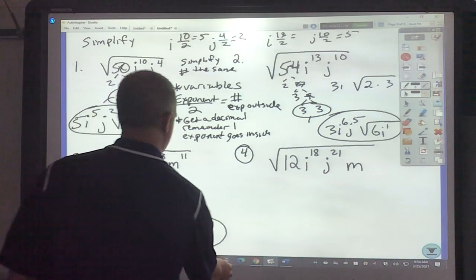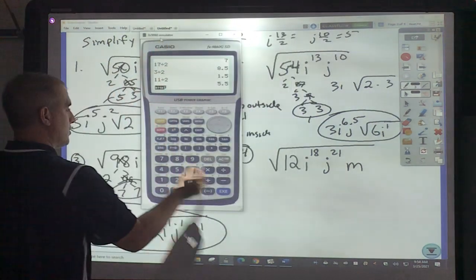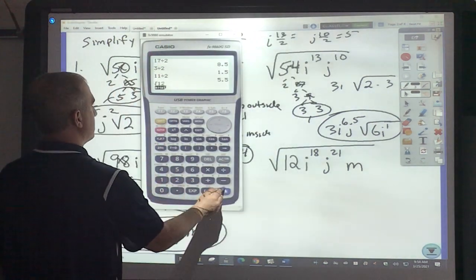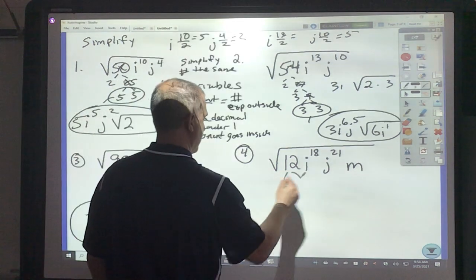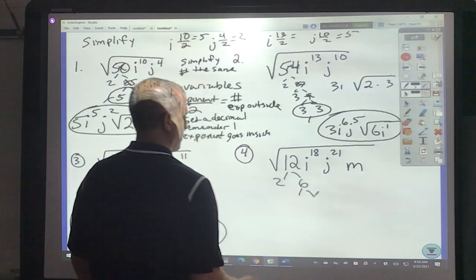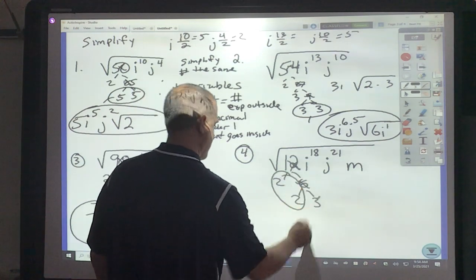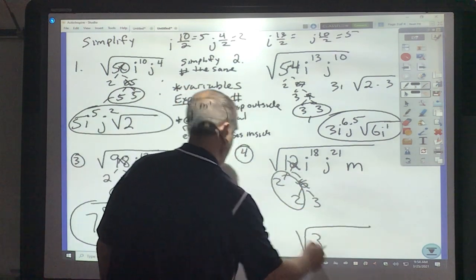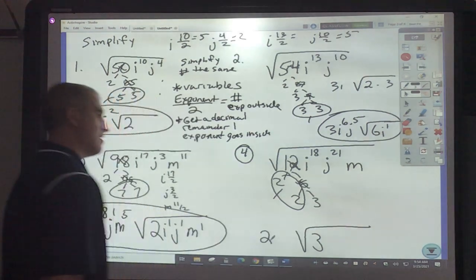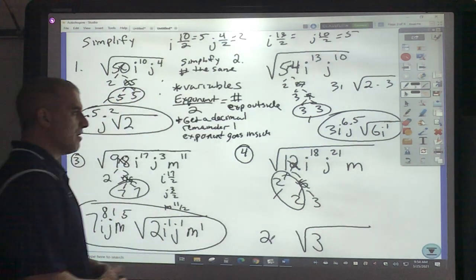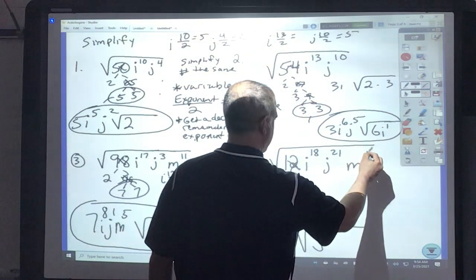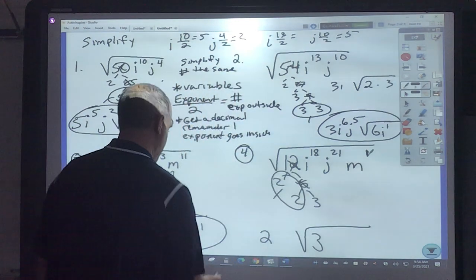Okay? All right, let's go over square root of 12. 2 and 6. It'll be 2 and 3. Here's my pair. Here's my leftover. So I got 3. And take one of those. I got that. Okay? Now, got to be careful here. What exponent is this? This is a 1. Okay? That is a 1.